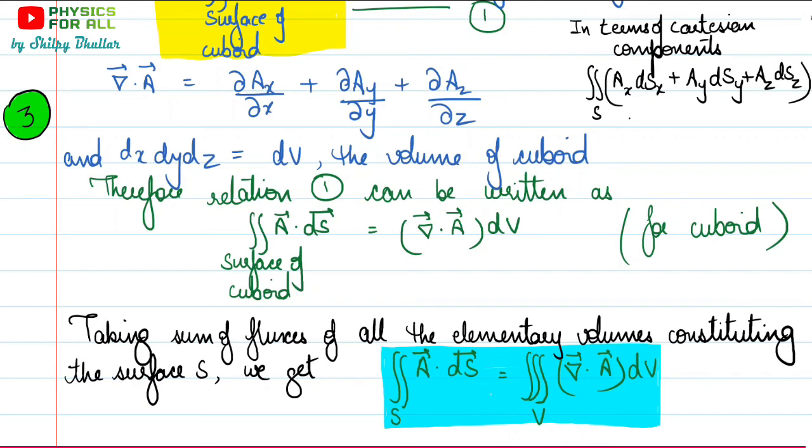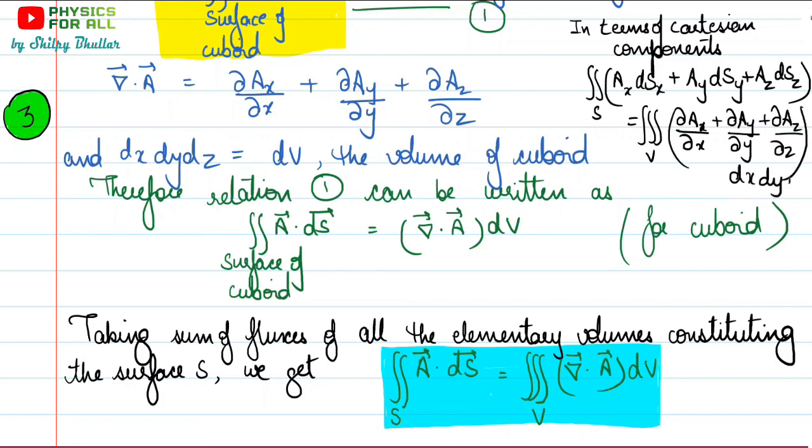So this is the thing, and that is equal to, again this volume integral would stay as it is, but now this del dot A, again we'll get a scalar quantity. And how does it look? This is ∂Ax/∂x plus ∂Ay/∂y plus ∂Az/∂z. This is the entire expression, multiplied by dx dy dz. This is the way of writing it in terms of Cartesian components.